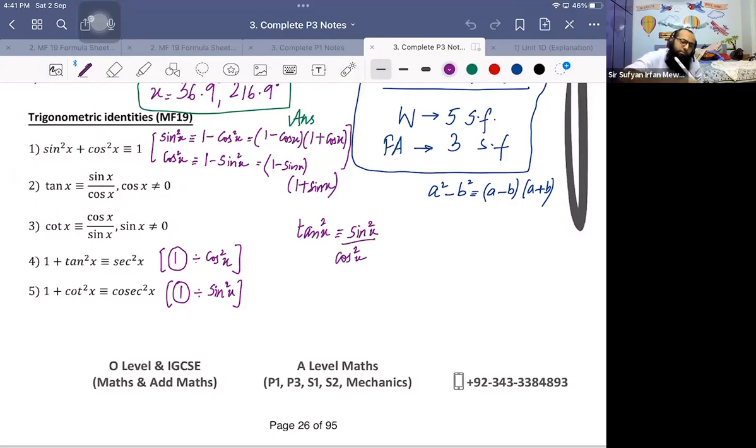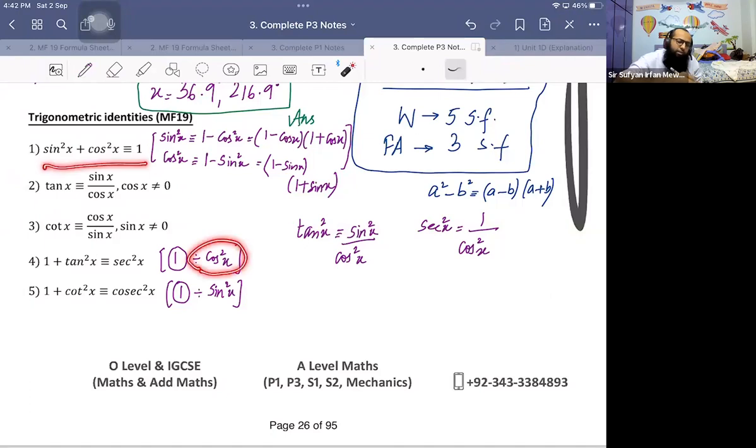Similarly, if we talk about sec x, as sec x is 1 over cos x, then if you square both the sides, the square of 1 is 1 and the square of cos is cos square, so we get sec square x. So dividing the first identity by cos square x will give us: sin square over cos square gives tan square, cos square over cos square gives 1, and 1 over cos square gives sec square.